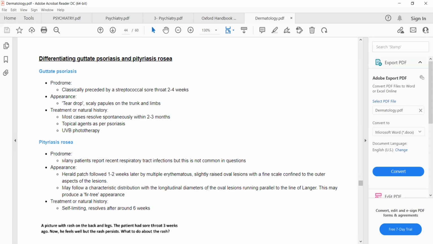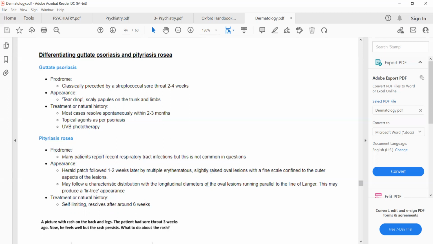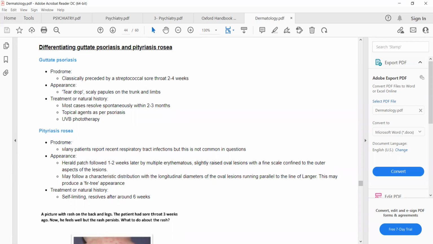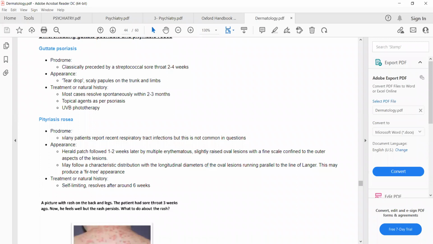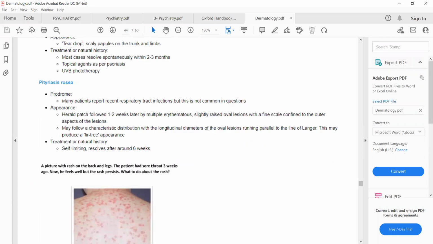And pityriasis rosea: herald patch, a single ovoid patch that is followed by multiple erythematous oval lesions with fine scales confined to the outer aspect of the lesion. So this is the difference between guttate psoriasis and pityriasis rosea. Both of the conditions are self-limited, so usually no treatment is required. But if no treatment option is not given in the options, then you can select topical steroids because they can be used in the management of guttate psoriasis.